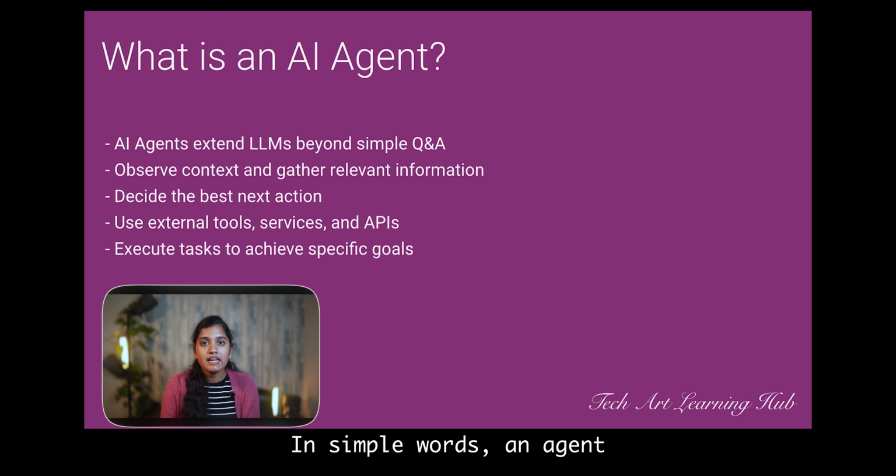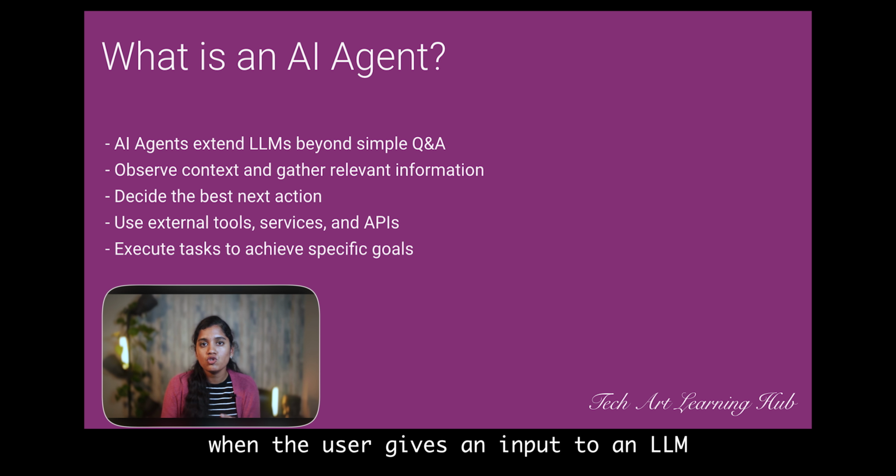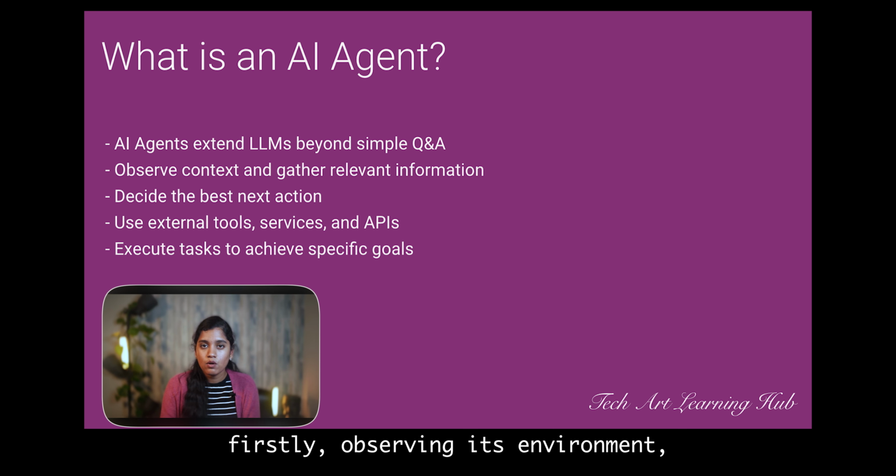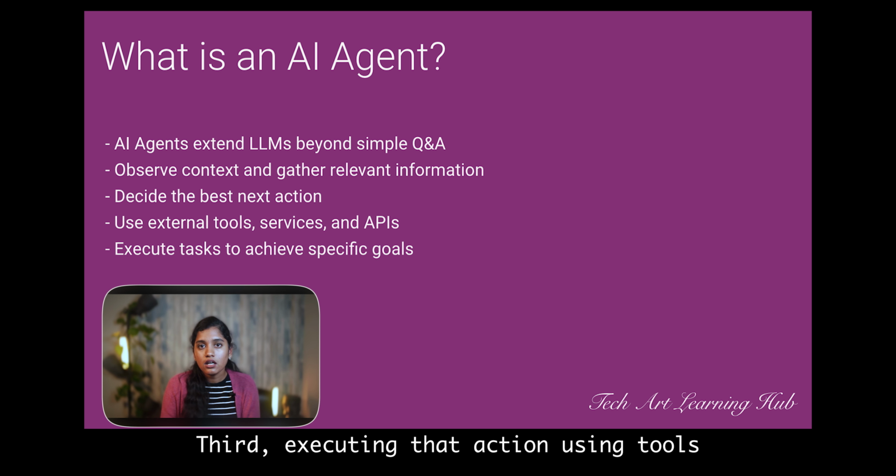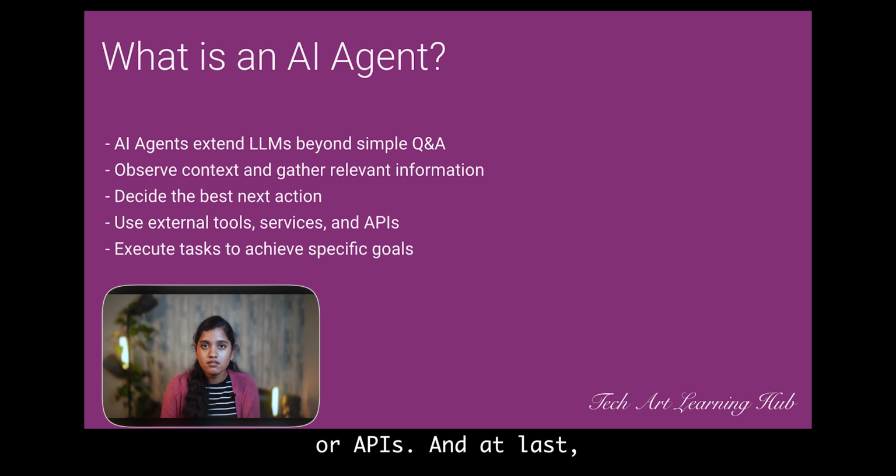In simple words, an AI agent is an upgraded version of an LLM. Normally, when the user gives an input to an LLM, it gives the output, and that's where the conversation ends. But when it comes to the AI agent, it goes beyond that, through 4 different phases. Firstly, observing its environment. Next, choosing what action it has to take. Third, executing that action using tools or APIs. And at last, reflecting on the results.